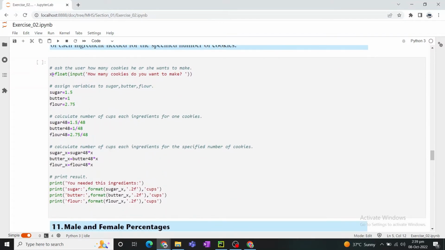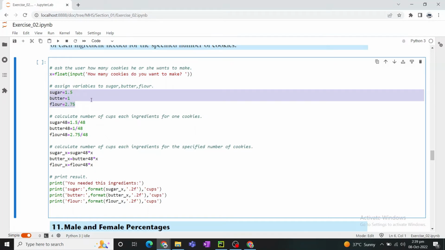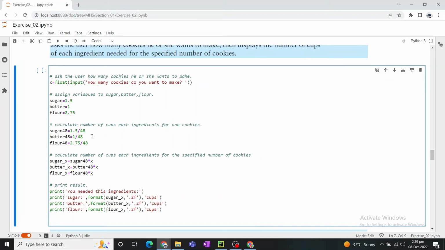So over here, first we have to define how many cookies we want to make. We will give the input in the first step, and as we know, these are the ingredients for the 48 cookies. So we will divide by 48, because these ingredients are for 48 cookies total. We have to obtain the ingredients for a single cookie. So over here you can see, calculate the number of cups of each ingredient for one cookie.